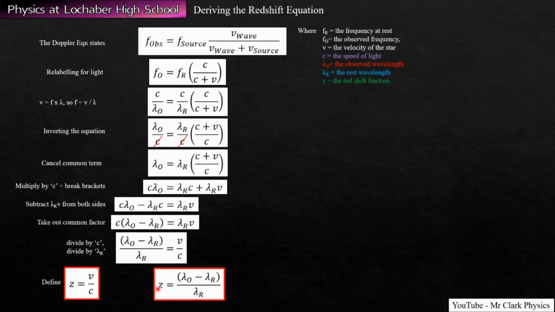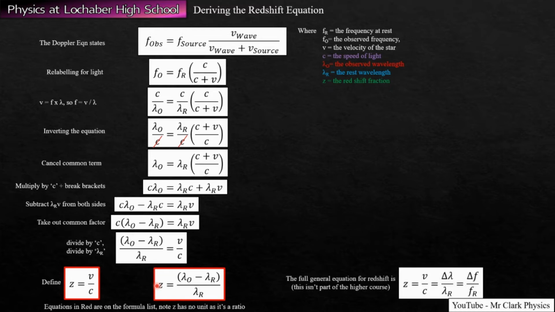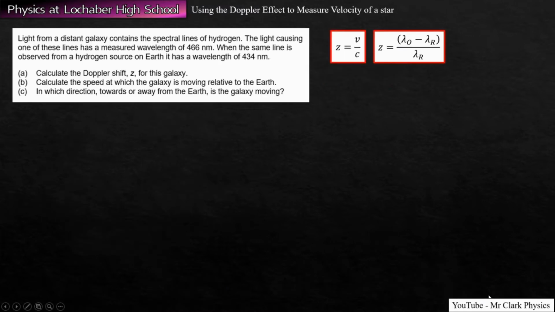So we can swap that in here, and that completes our new equation. There is a sort of fuller version of this. It's not actually part of the higher course. The ones you receive in your equation sheet are these ones in red. But it can be helpful to talk about these things because you could come across them online. It's basically saying this Z fraction is the ratio of speeds, or the ratio of change in wavelength over rest wavelength, or change in frequency over rest frequency. It's kind of similar to Snell's law in that respect.